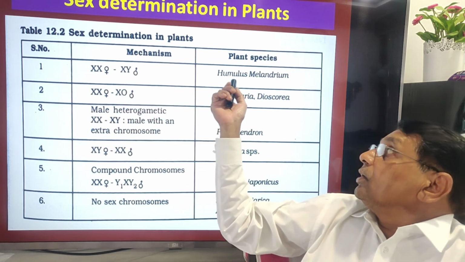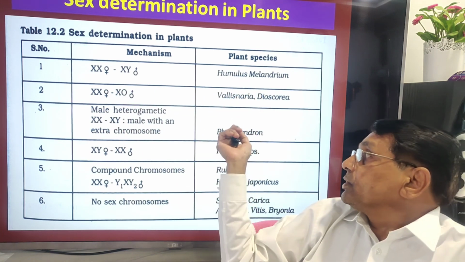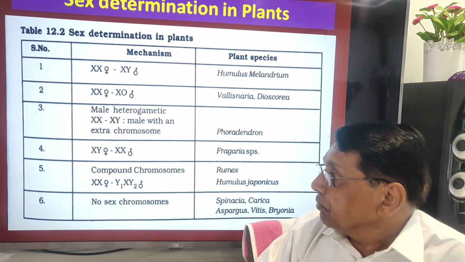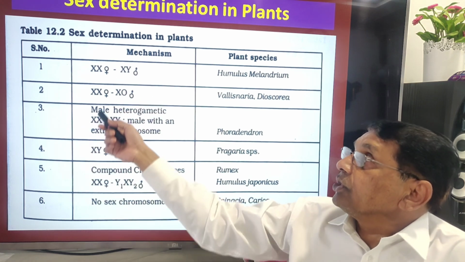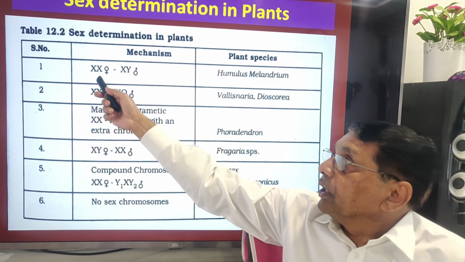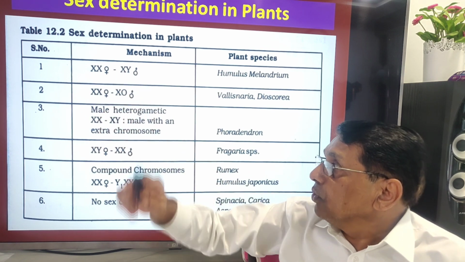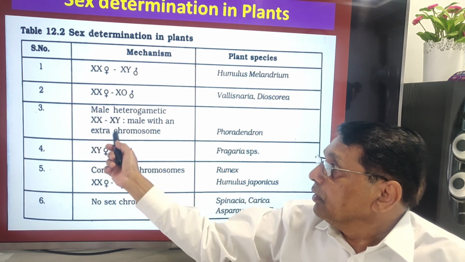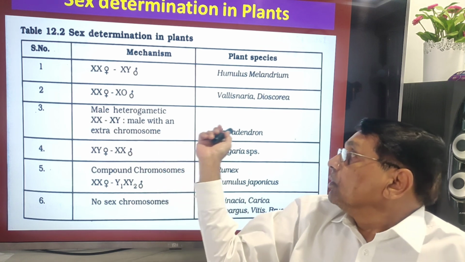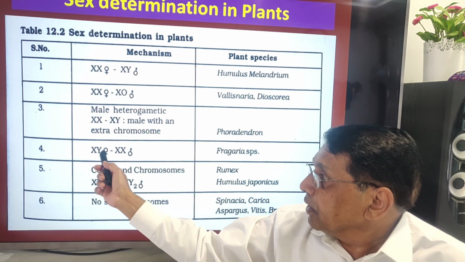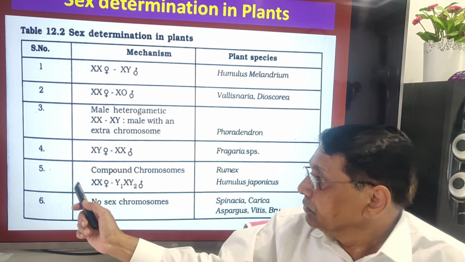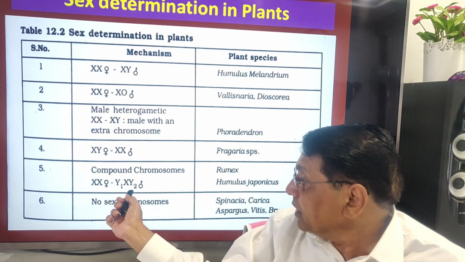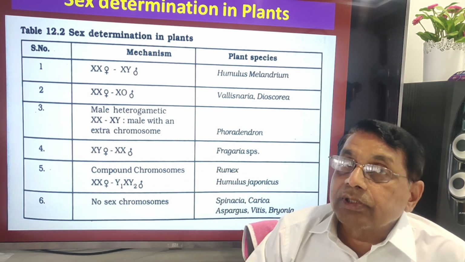Then here, just like Humulus, Melandrium, Vallisneria, Dioscorea, Pagaria, Rumex, these have no sex chromosomes. So this is the situation in plants. XX, XY, XX, XO, XX, XY, male heterogametic, female with an extra chromosome. Here XY female, XX male. Here XX female, XY, Y chromosome extra. This is in Rumex, Humulus japonicus.